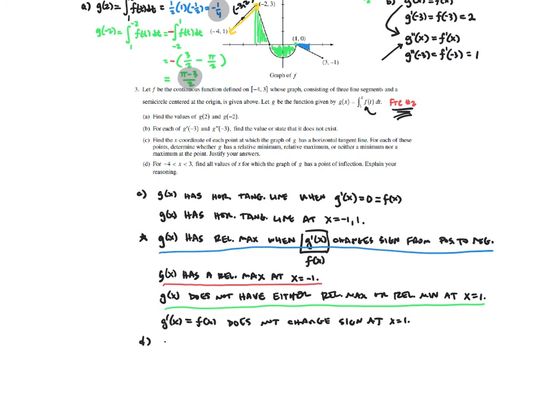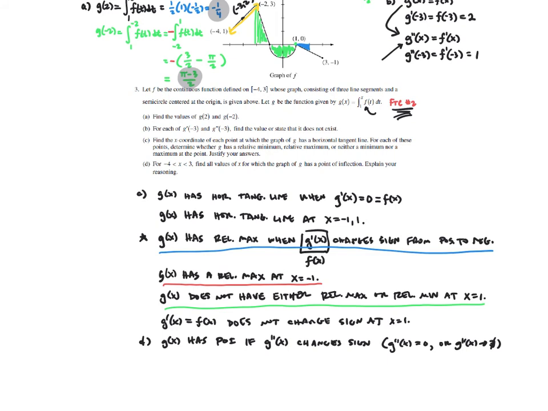All right, part D. We know that g of x has a point of inflection if g double prime of x changes sign. Now, recall that this could happen anywhere that g double prime equals 0. So we could have its sign change when g double prime equals 0, or when g double prime does not exist. So we got to be aware of that. And that actually could have happened also for part C with relative min, relative max, but the problem prompted us with these horizontal tangent lines.